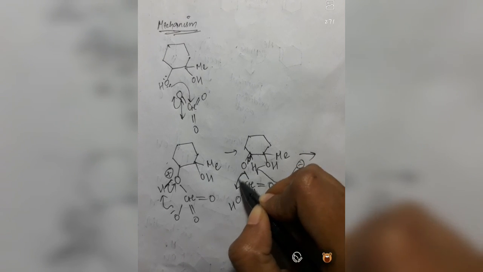Since we are hydrolyzing it with a base, this base will abstract this proton, this bonding electron pair will go to oxygen and form a double bond, and chromium will leave. So this is what we get. This is OH, Me and the ketone. So this is the product that we get in the question.